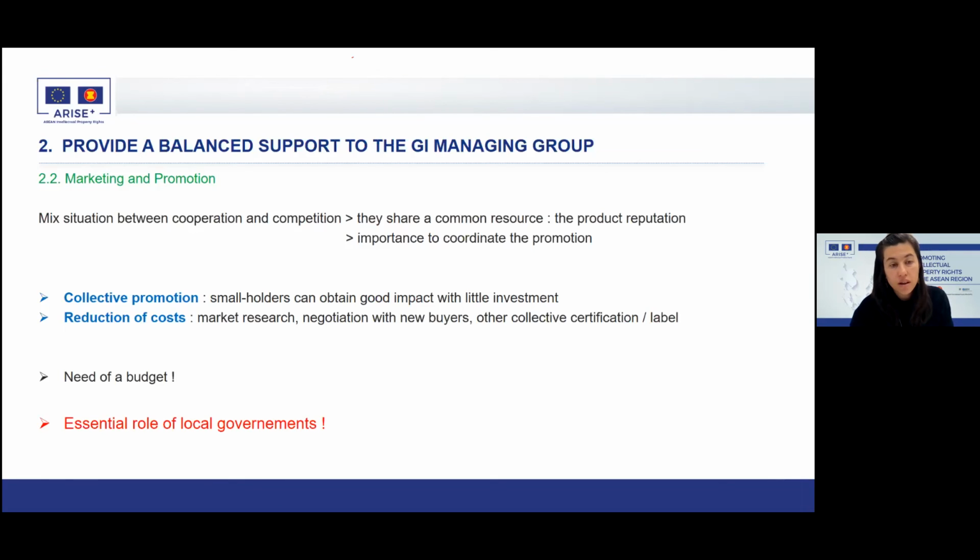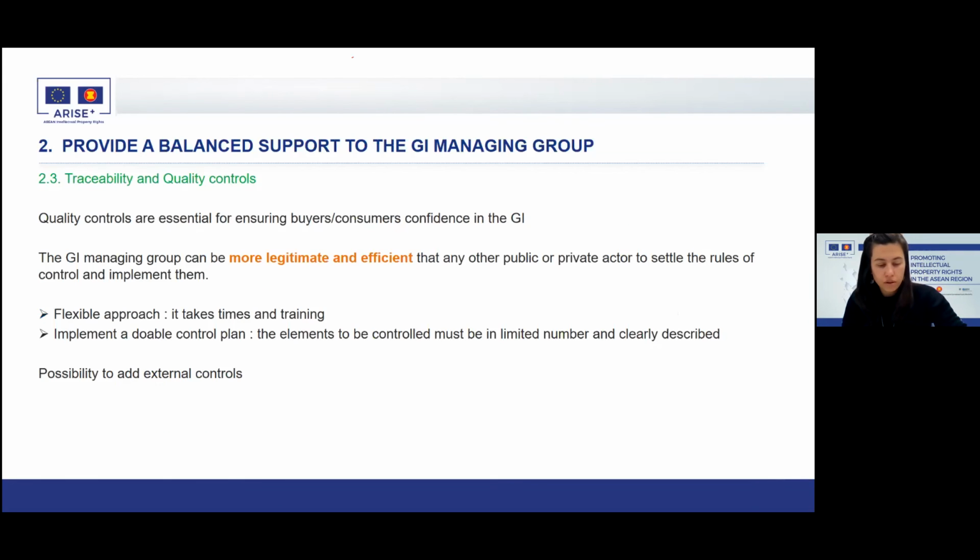Quality controls are essential, of course, for ensuring buyers' and consumers' confidence in the GI. And the GI managing group, in fact, can be more legitimate and efficient than any other public or private actors to settle the rules of control and implement them. So it's very important to recognize the legitimacy of this group and empower them to settle the rules for the control and help them to implement them.